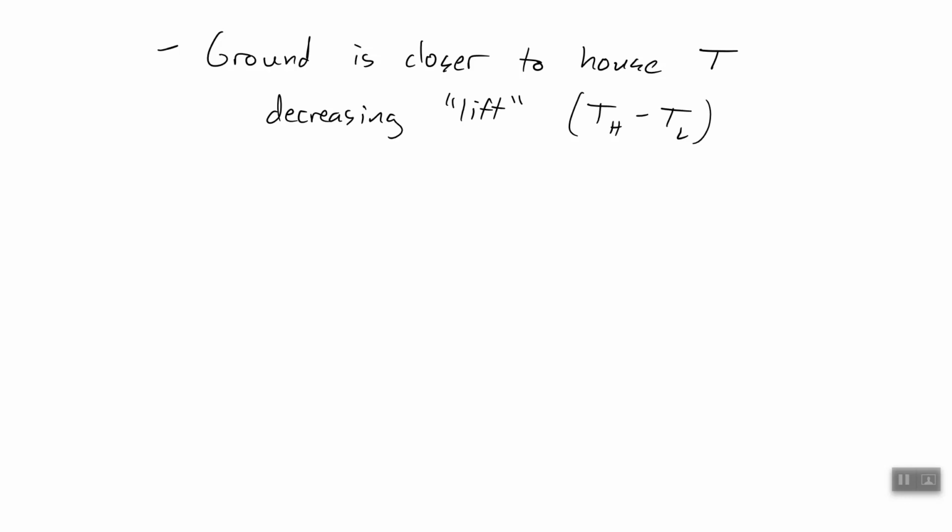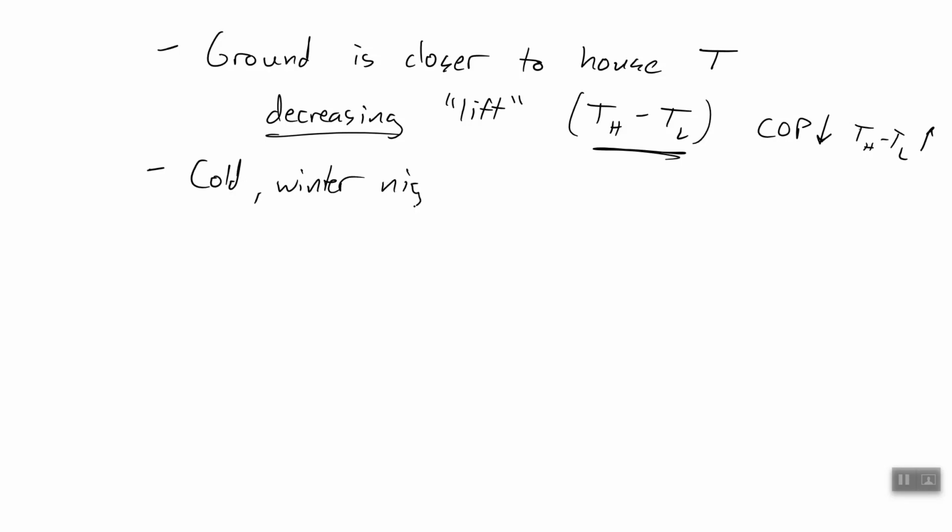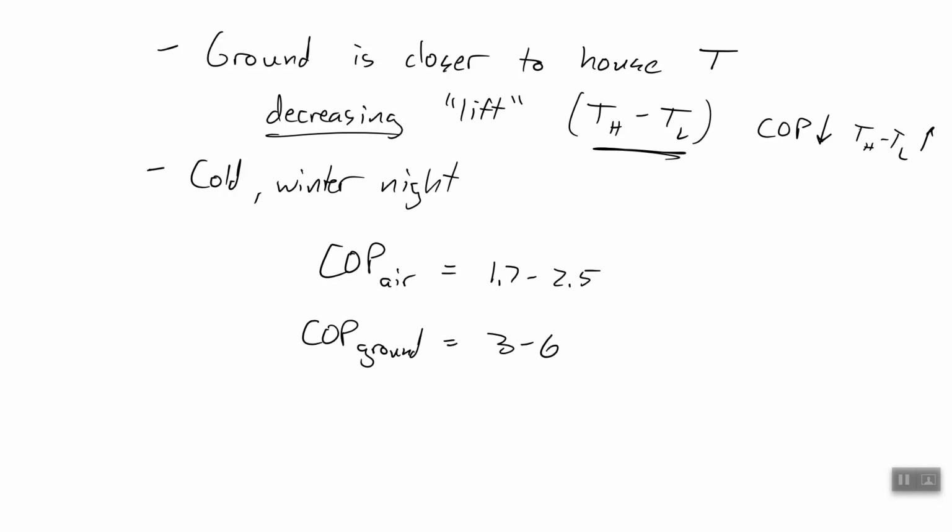Remember, a heat pump is moving heat against a temperature gradient. The larger this is, the less heat it can move per unit work, and the COP goes down as the lift goes up. So the smaller our lift, the better. So what this means is on a cold winter night, we can expect the COP of an air heat pump exchanging heat with the air to be from 1.7 to 2.5, whereas the COP for a ground heat pump is going to be between 3 and 6, more than double, which means you need half the work to get the same amount of heat.